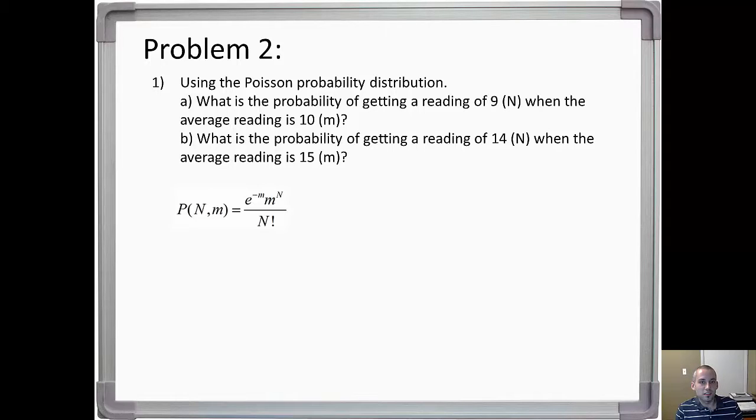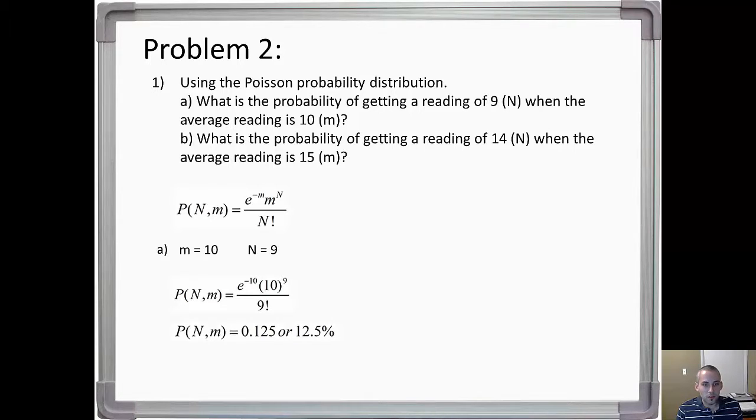So let's work through this calculation here. So m is 10, n is 9. Let's plug the values in, and we'll work it out. And our answer is 12.5%.